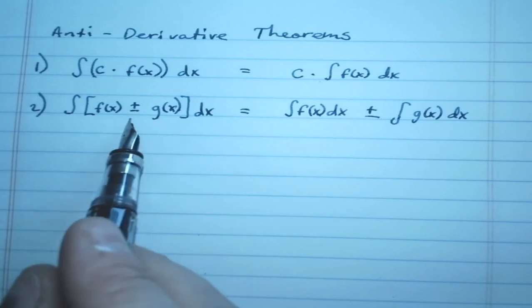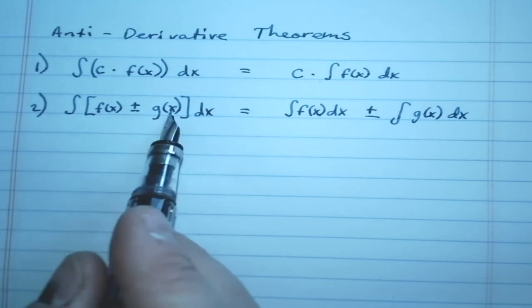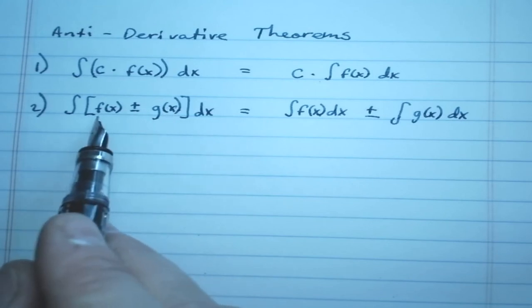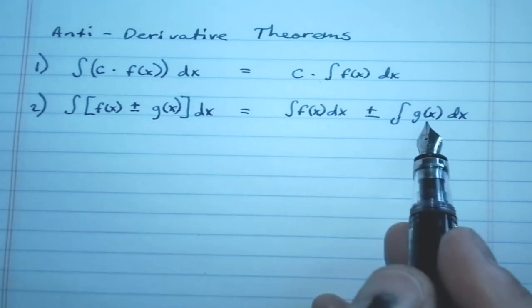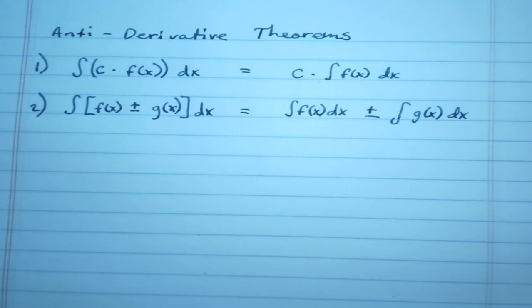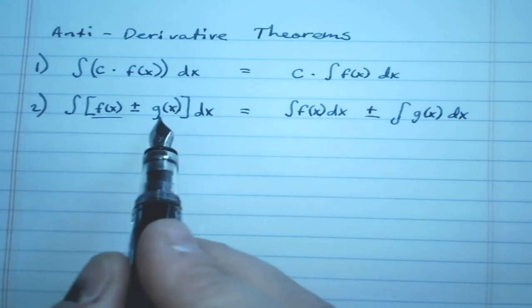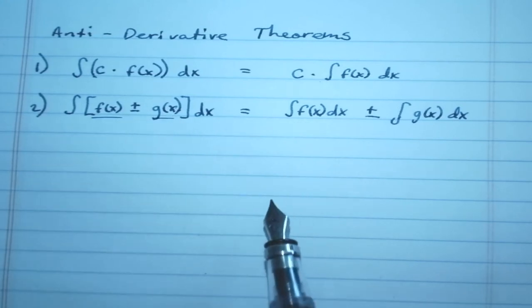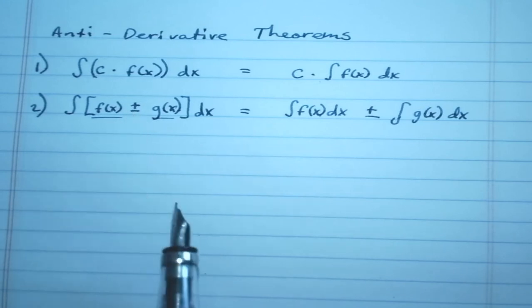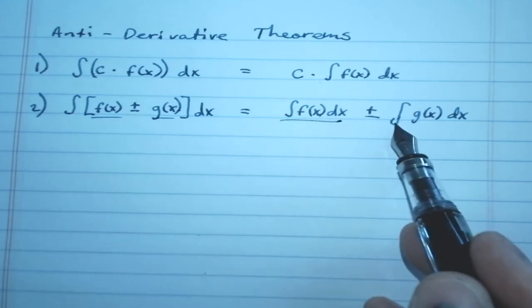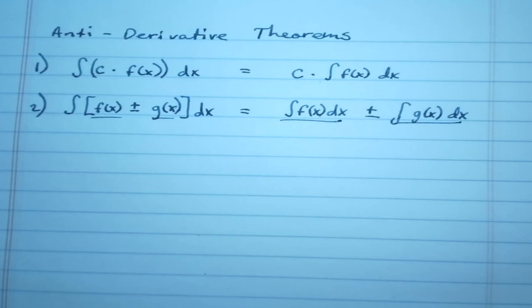So for a derivative, if you could add two functions and you were taking the derivative of them, you broke it into two separate problems. For the antiderivative, if you can identify two or more distinct functions and they're being added or subtracted, you can break that into two unique smaller problems. Okay? So that's the other thing you need to know.